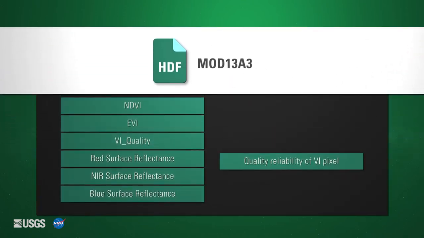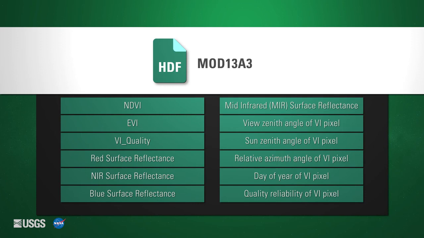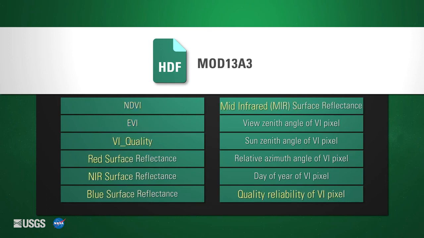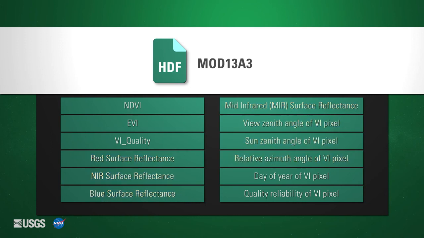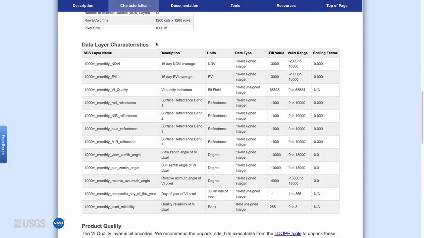Here is a visual representation of the data stored within a single Terra MODIS version 6 monthly vegetation indices 1 km level 3 gridded product MOD13A3 HDF file. The HDF file for the product contains NDVI and EVI data, quality information, 4 reflectance bands, information about angles of the sun and satellite, and the day of the year. It is important to know that a scale factor must be applied to the NDVI and EVI data values before you begin using the data.